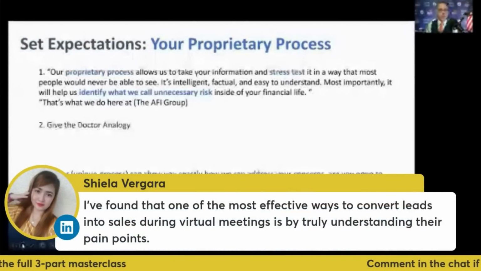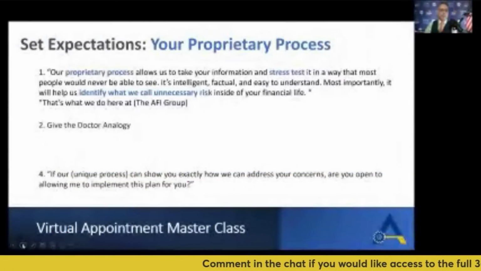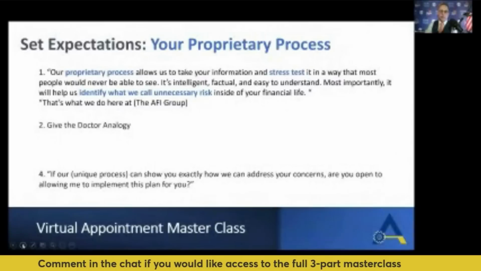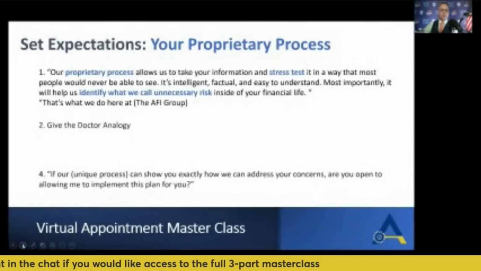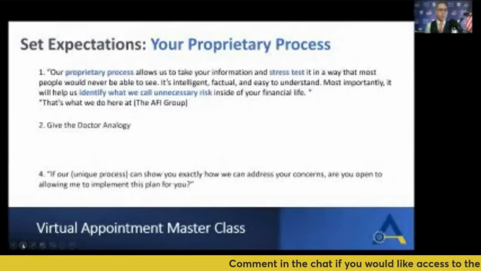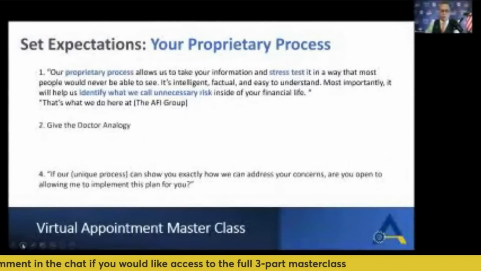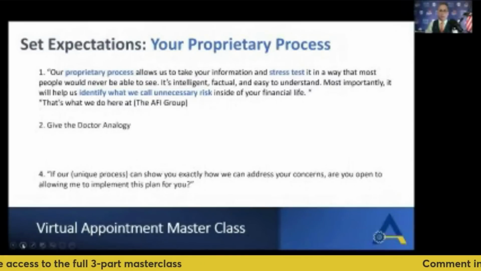Number 1, this is an example, just explaining process. Our proprietary process allows us to take your information and stress test it in a way that most people would never be able to see. It's intelligent, factual, and it's easy to understand. Most importantly, it will help us identify what we call unnecessary risks inside your financial life. And that's what we do here at the AFI group, or whatever the name of your company is.